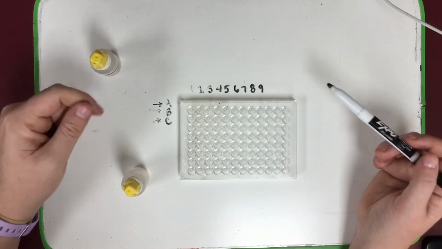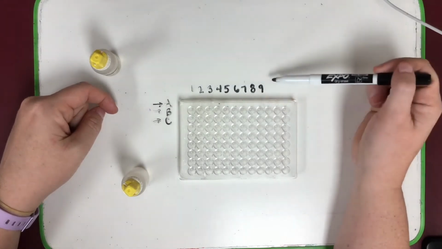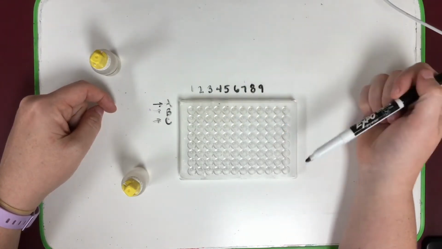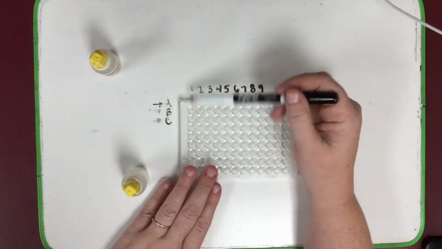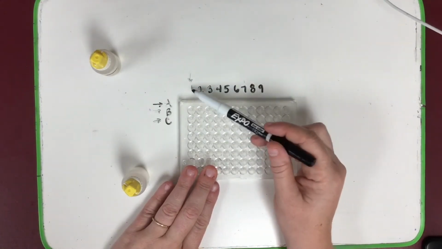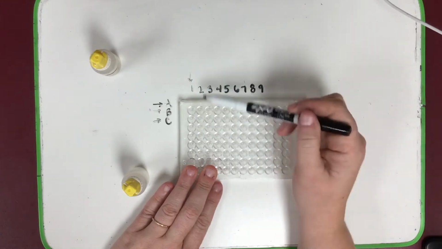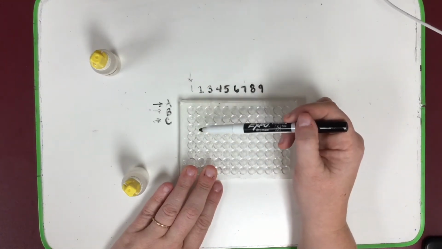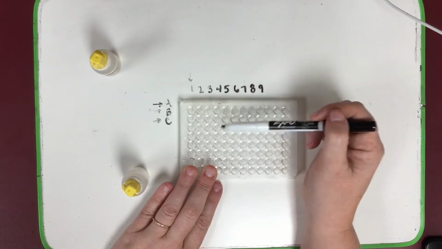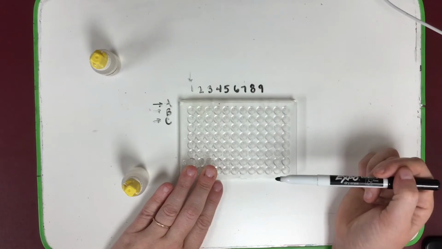The reactions shouldn't start happening until we also add in the second solution, the numbered solution, into each of these holes. So in our first column, just for the first 3 rows, we would add a single drop of solution number 1 to A, B, and C. And then we would add a single drop of 2, 3, 4, the whole way up until we get solution 9 in these last 3.